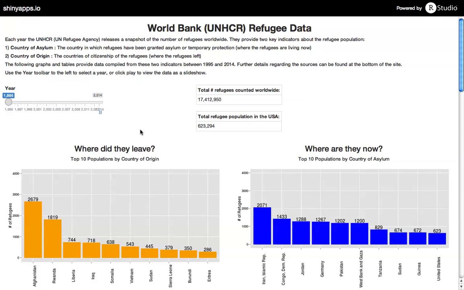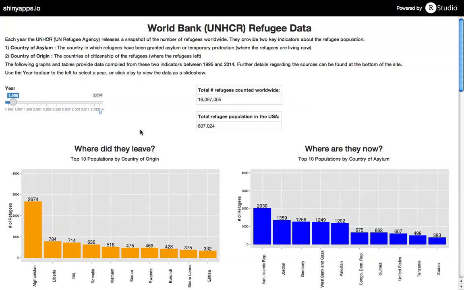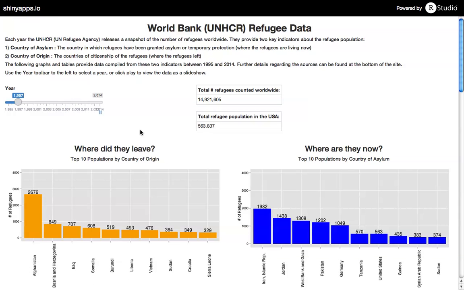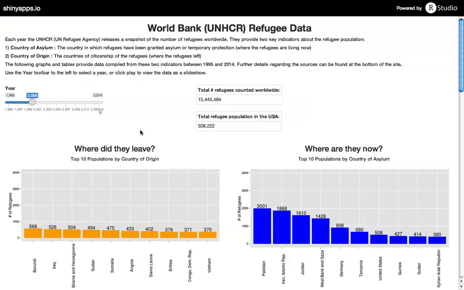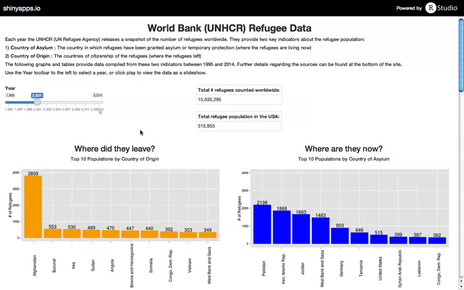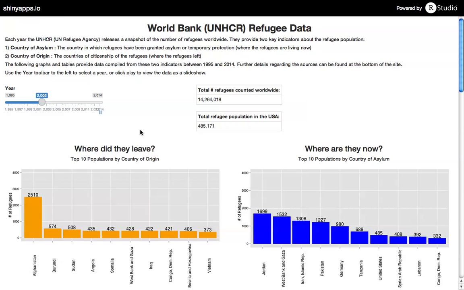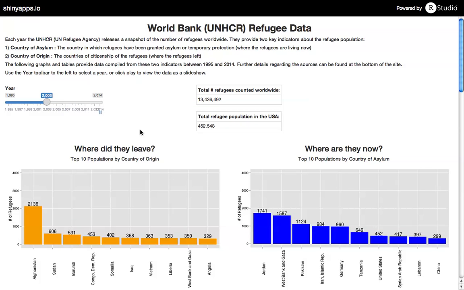In the mid-1990s, there are a lot of refugees from Afghanistan and many who have been granted asylum in Iran. By 1998, the worldwide level of refugees is declining, with no single country dominating the chart. This all changes in 2001, when the number of refugees from Afghanistan shoots up to 3.8 million. In the following year, this falls to about 2.5 million, but remains between 2 and 3 million until the very end of the data in 2014.